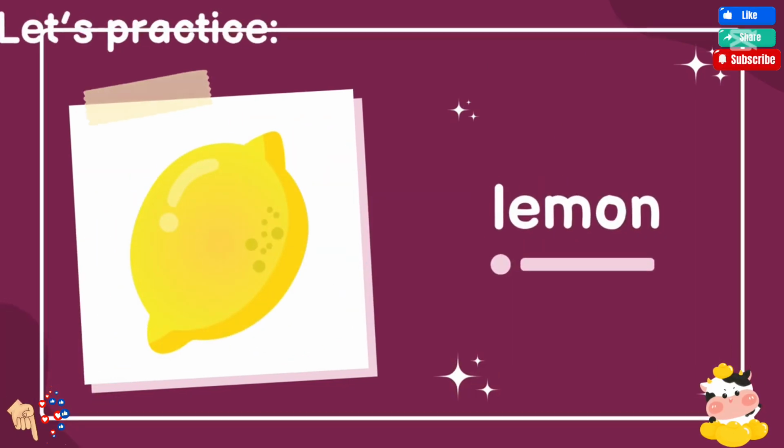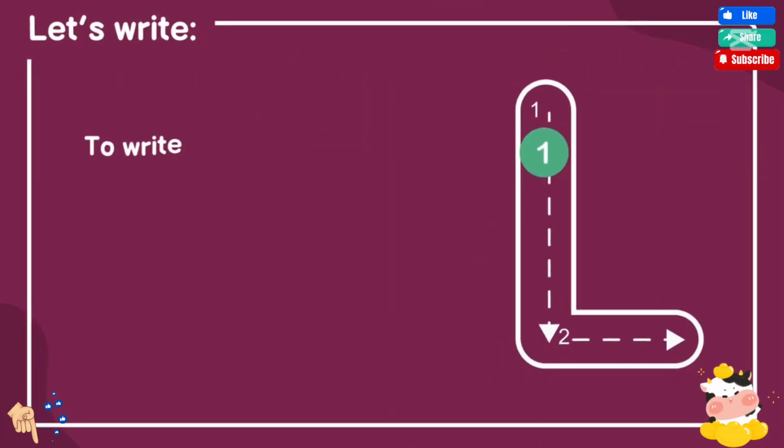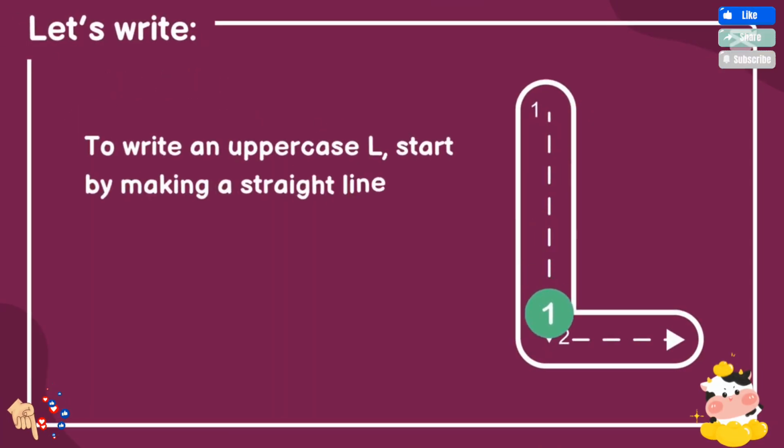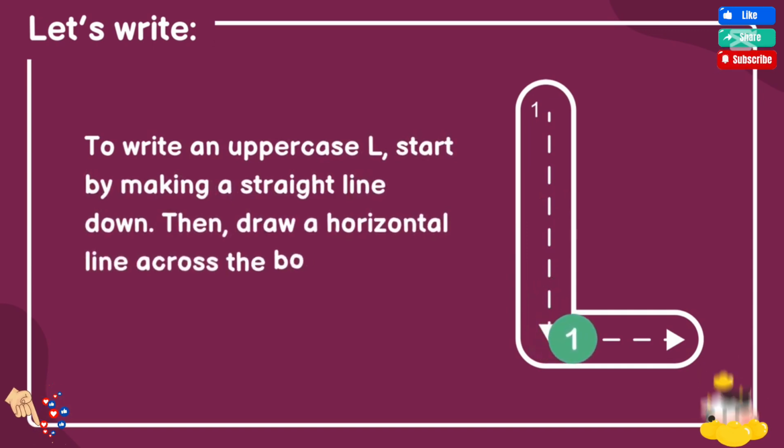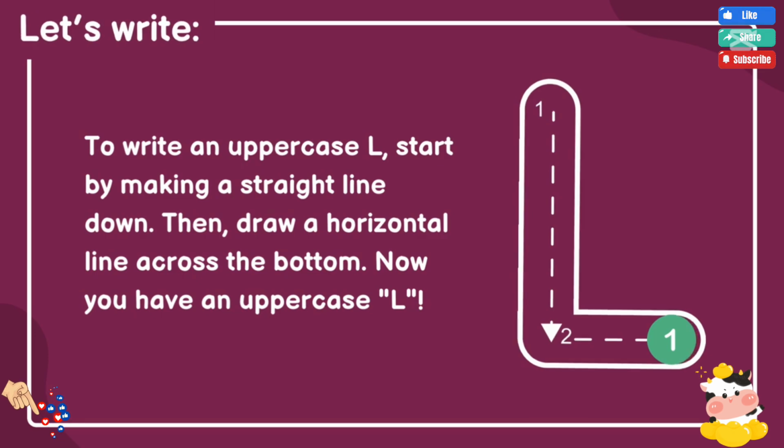The letter L spells the L sound. To write an uppercase L, start by making a straight line down. Then, draw a horizontal line across the bottom. Now you have an uppercase L.